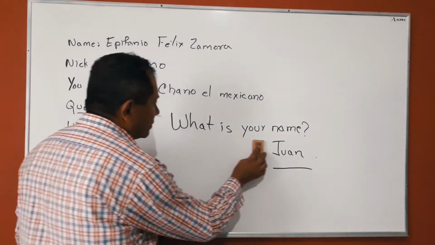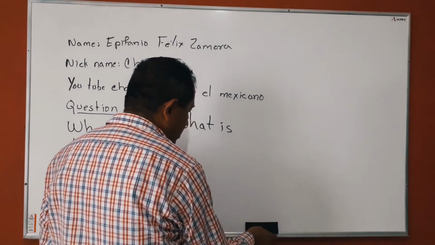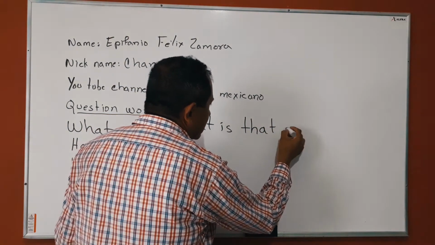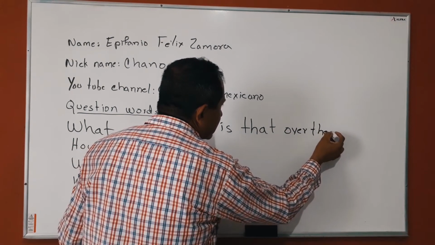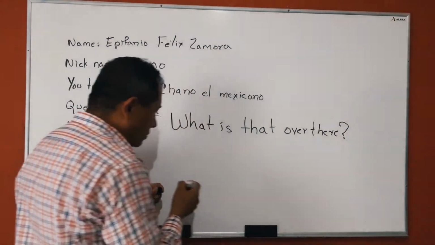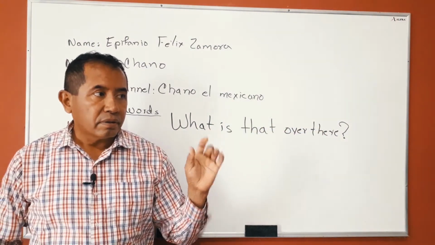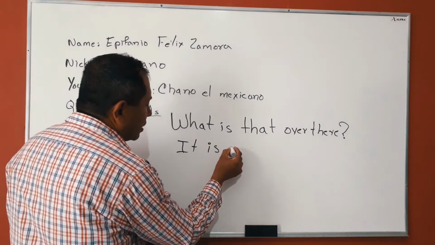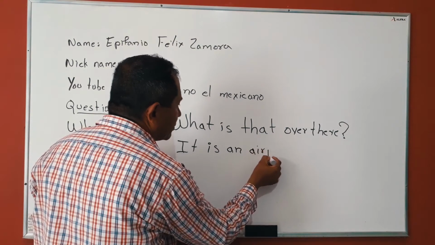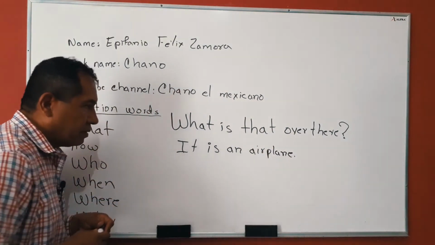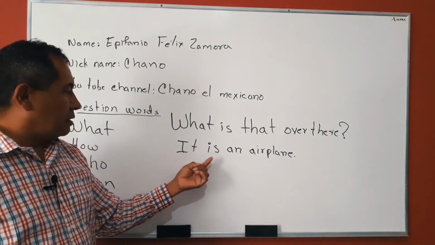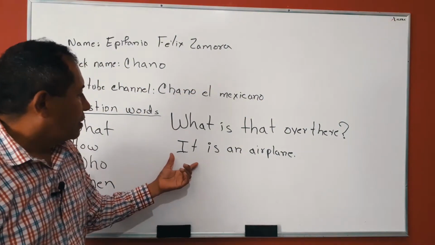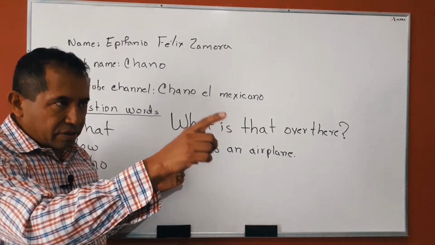Another example could be, what is that over there? It is an airplane. Okay. What is that over there? It is an airplane. Okay, flying an airplane. What is that over there? It is an airplane.